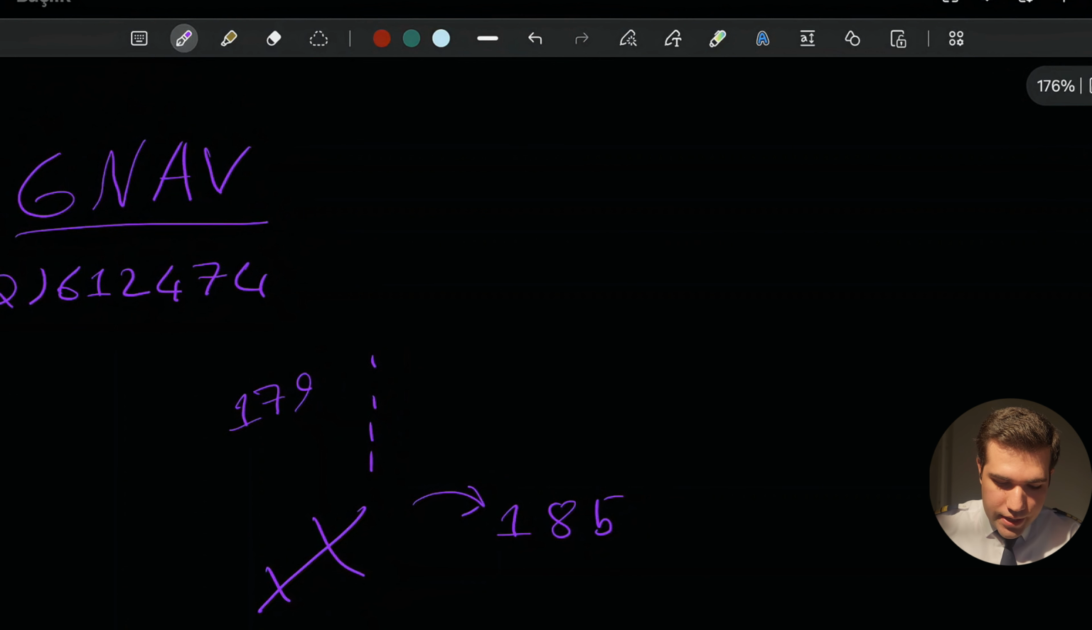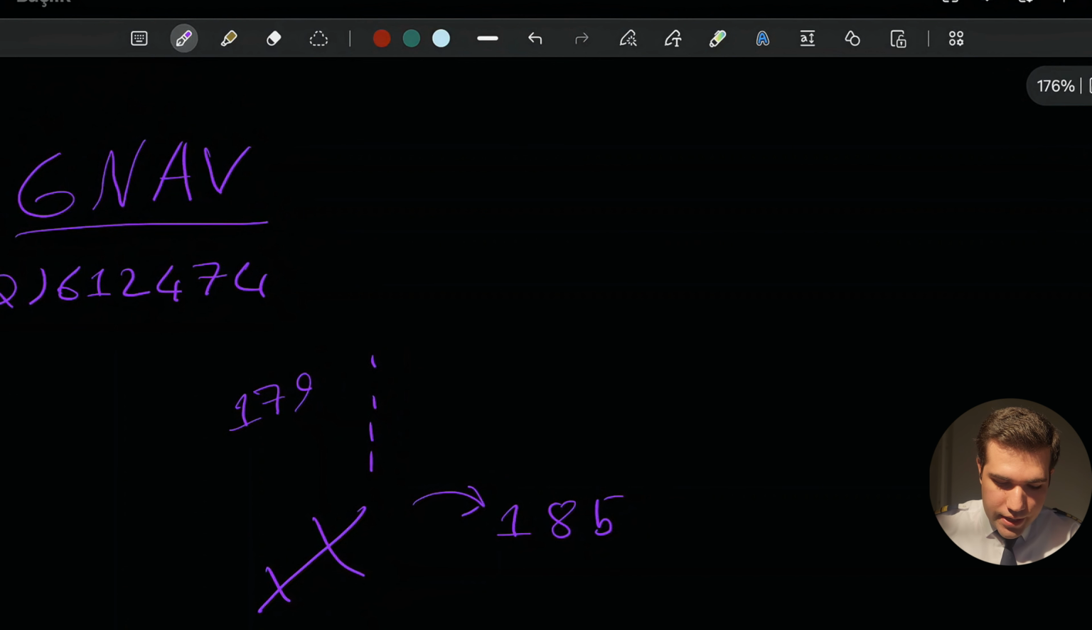We know that from here we have 6 degrees left drift. And when we arrive on top of the beacon, we notice that we are 6 nautical miles right of the track. 6 nautical miles right.